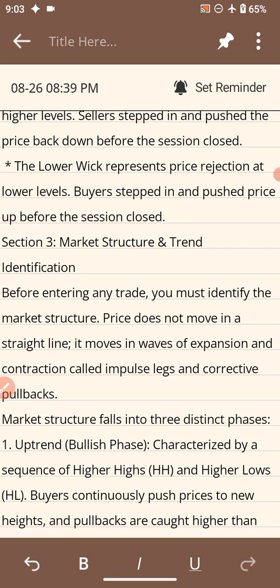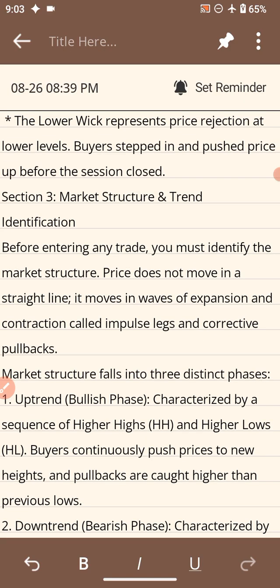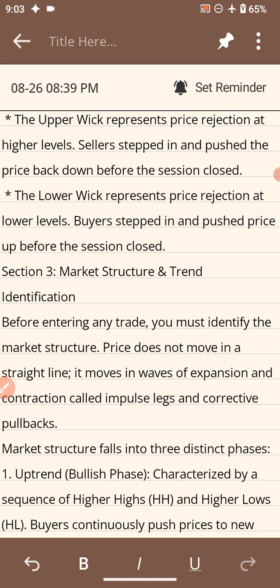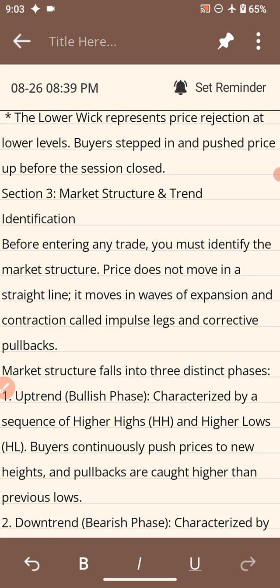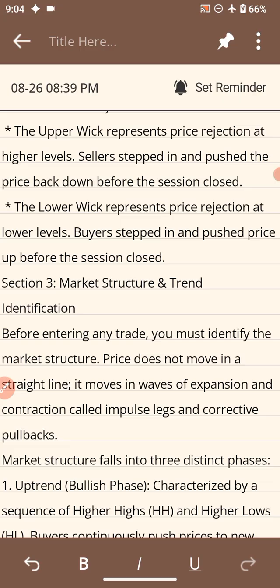Section 3. Market structure and trend identification. Before entering any trade, you must, of course, apply what we just read here. I already showed you in the MetaTrader 5 chart. So anytime you need to look at it for yourself, all you need to do is go over to the chart and use the example I showed you on the screen as a reference to seeing what we are teaching you here. So now we are going to read further to understand more of what we're teaching.